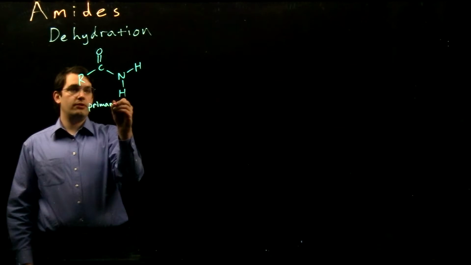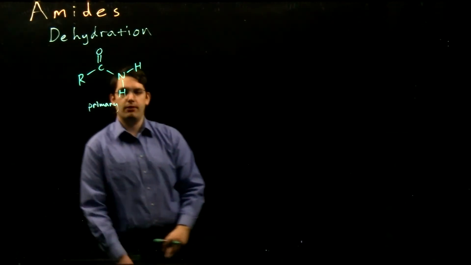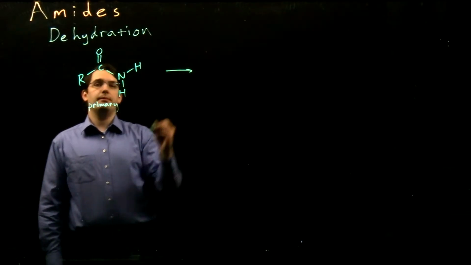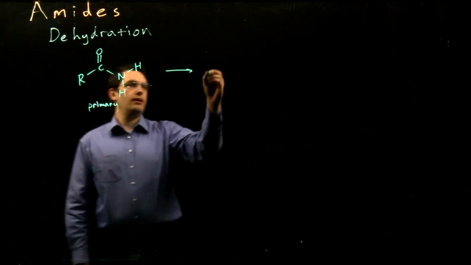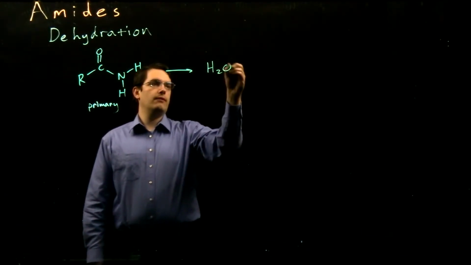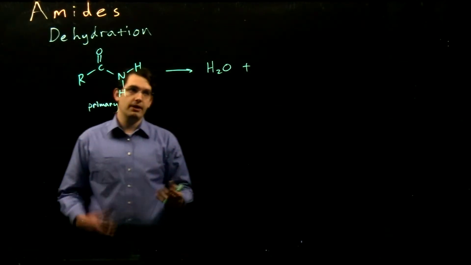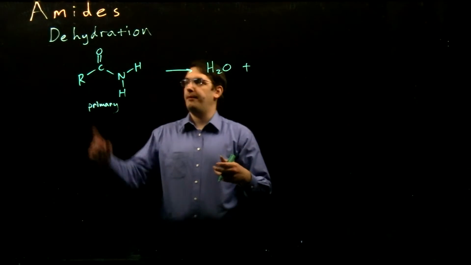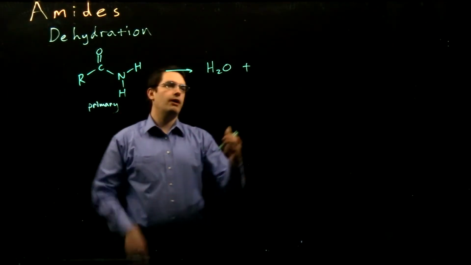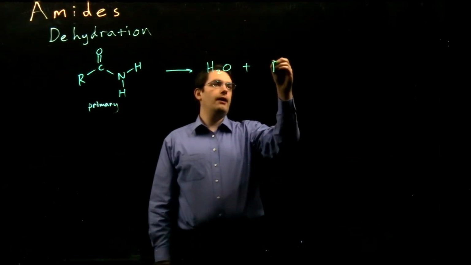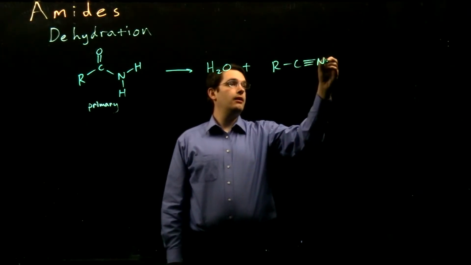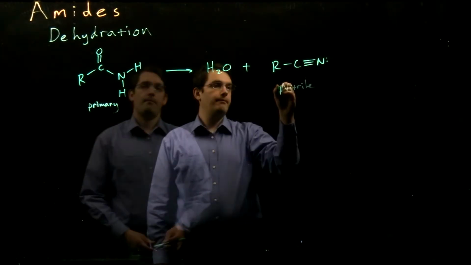So we have our two hydrogens and our carbonyl carbon there. And then we're going to react, and we're going to be eliminating water. So water is coming out as one of our products. It's a dehydration, right? Dehydration always implies eliminating water. That's taking our oxygen up here and our two hydrogens on our nitrogen to create our nitrile.